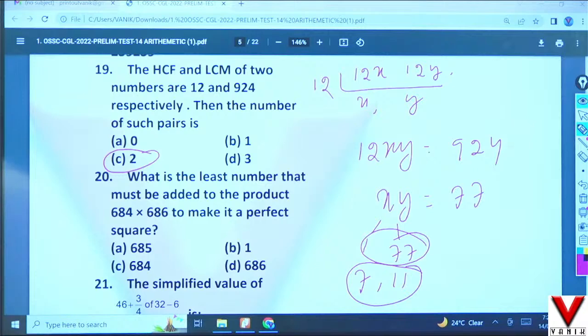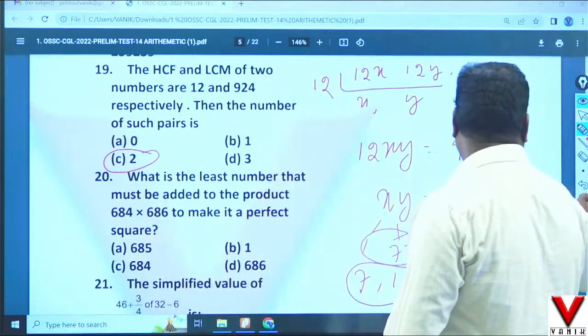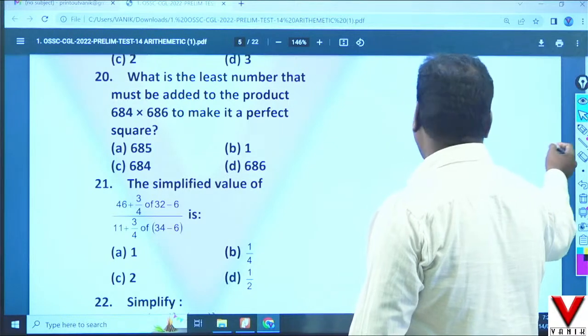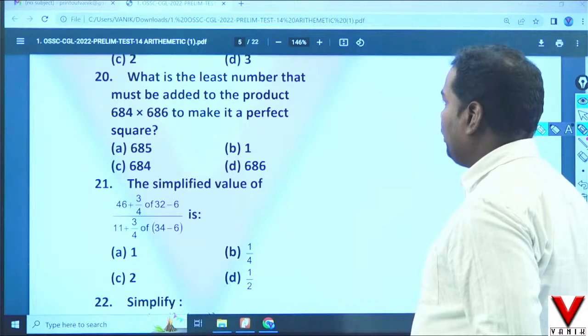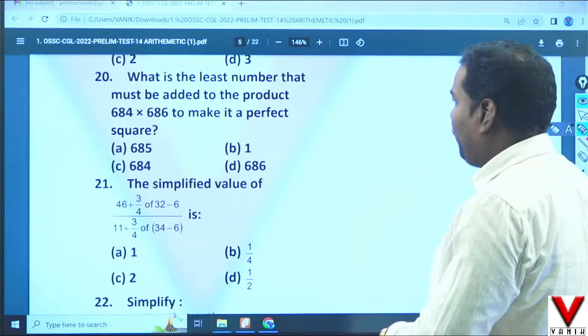Come to the next number. Question number 20. What is the least number that must be added to the product 684 into 686 to make it a perfect square?